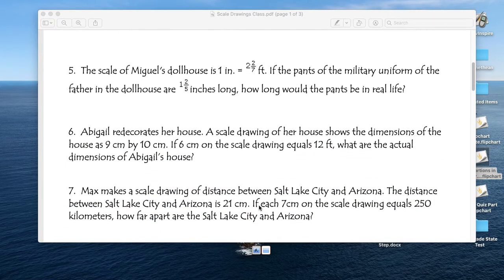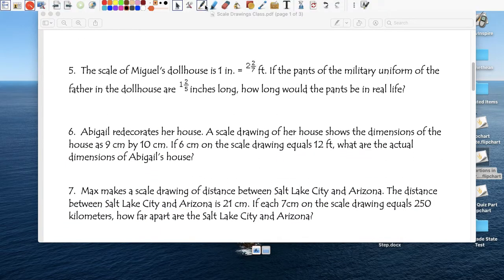5. Okay, so very procedural today, right? Again, 1 inch equals 2 2/7 feet. And the pants of the military uniform in a dollhouse. Okay, 1 inch represents 2 2/7 feet in real life. The pants of the military uniform of the father in the dollhouse is 1 2/5 inches long. So how long would the pants be in real life?